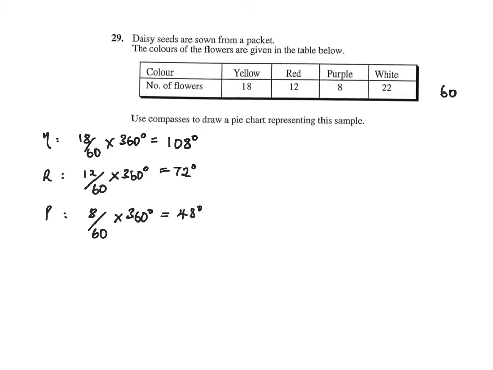And then for white, we have 22 out of 60. So 6 times 22 is 120 plus 12, 132. Now, if we add all these numbers together, 108 plus 72 is 180 degrees. 48 and 132 is 180 degrees, so we get 360 degrees.